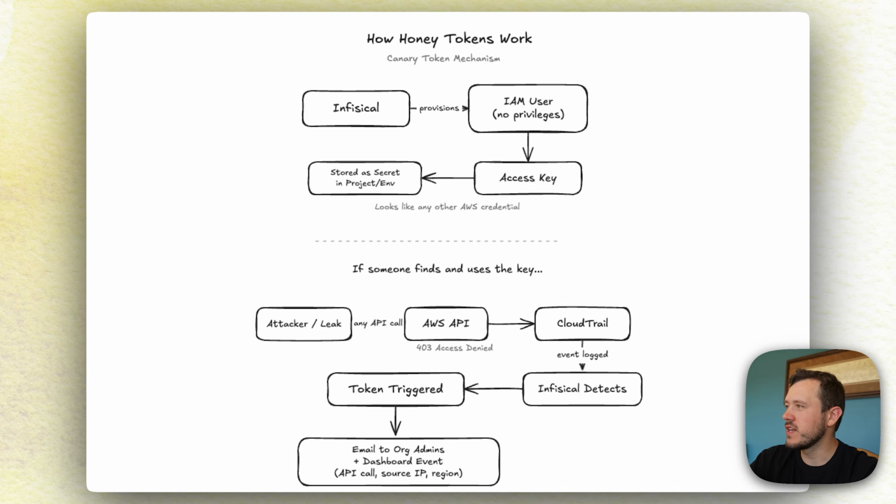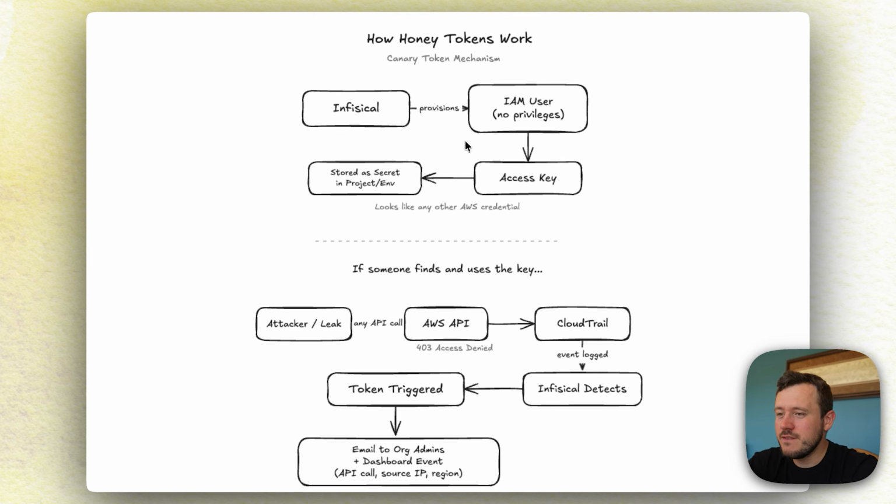So how exactly do honey tokens work? A honey token could be any kind of fake credential. It could be AWS keys, a database password, API tokens, anything that looks real but exists purely as a tripwire. Right now, Infisical supports AWS IAM credentials, so that's what we're going to use in this demo.